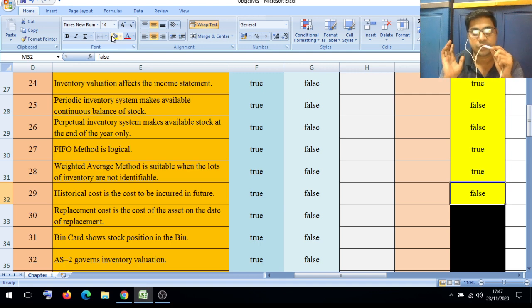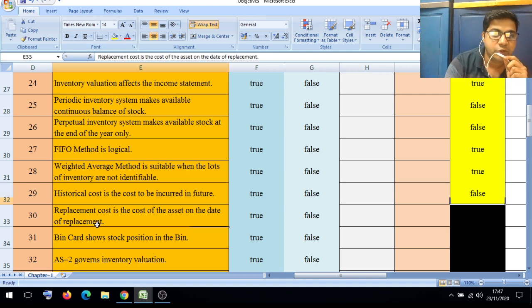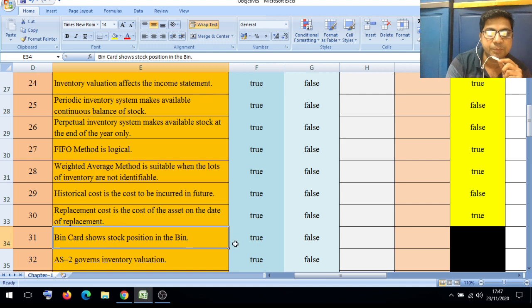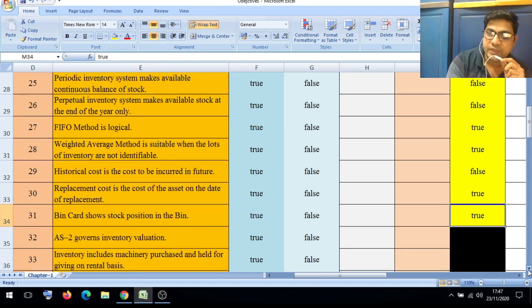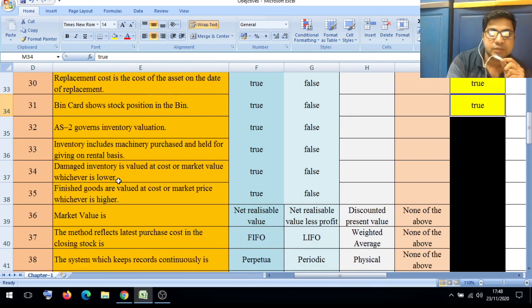It is the past cost. Replacement cost is the cost of the assets on the date of replacement. Answer is true. Bin card. Bin card shows the stock position in the bin card. Answer is true. Accounting Standard 2 governs inventory valuation. Yes, it is true.